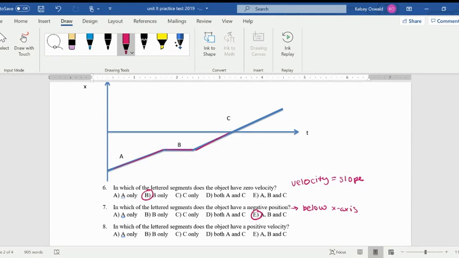Okay. For 8, we want to see where we have a positive velocity. Again, our velocity is equal to slope. We want to see where we have a positive slope. And that's going to end up being A and C, because they both are sloping upwards. They're both moving in the positive direction.